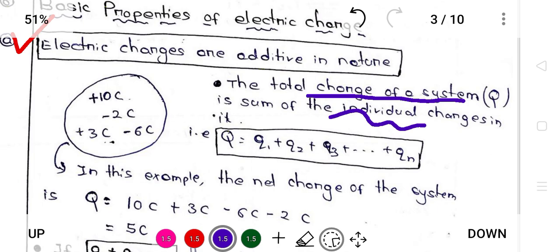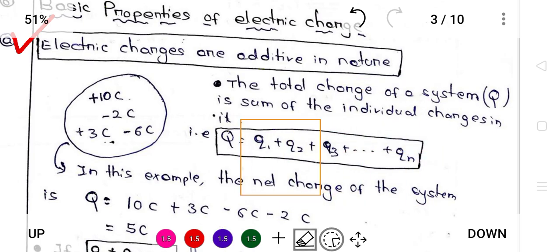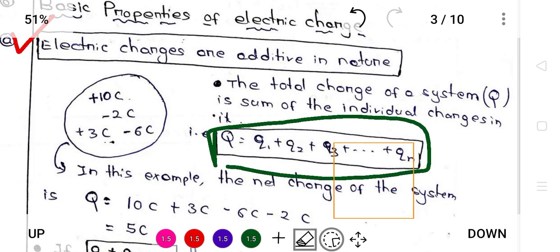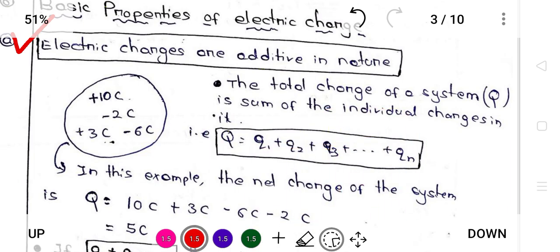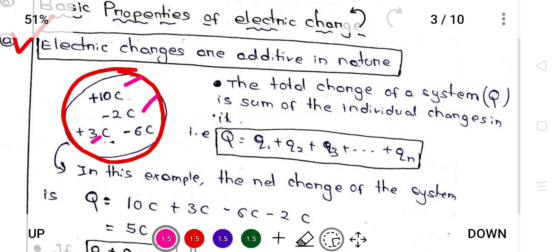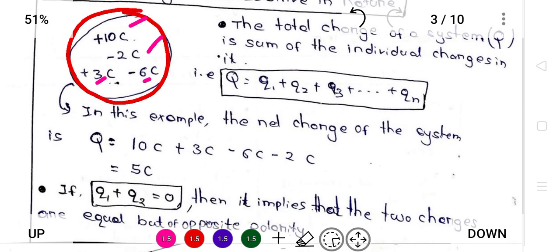Let's say Q1, Q2, Q3 and Qn are the charges inside a system. Then the total charge of the system Q is given as the algebraic sum of all these charges. Let us consider an example. There is a system in which there is plus 10 coulomb, minus 2 coulomb, plus 3 coulomb, minus 6 coulomb. If I want the net charge of this system, I will simply add these charges algebraically.